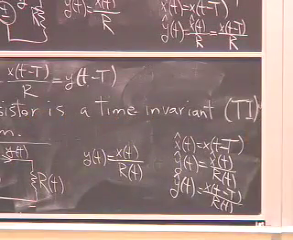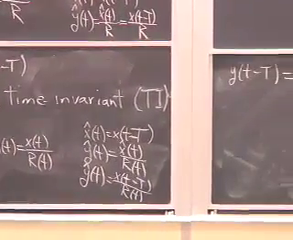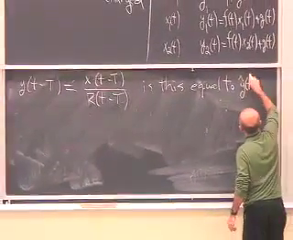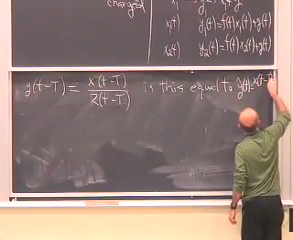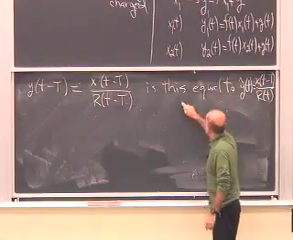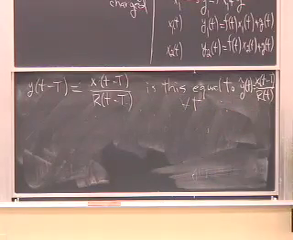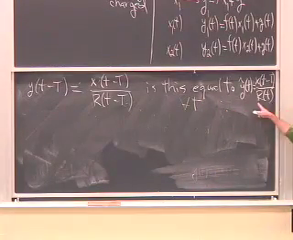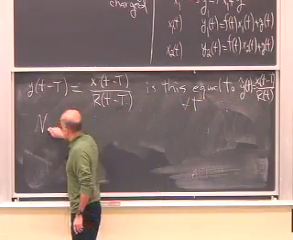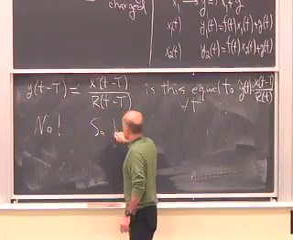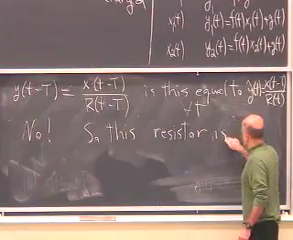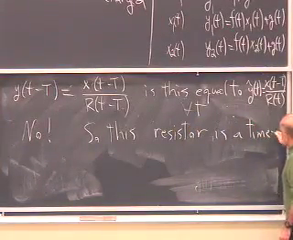And is this equal to y hat, which is x of t minus cap T over R of t, for all time? Are they the same? No. Right? No. So this resistor is a time varying system.